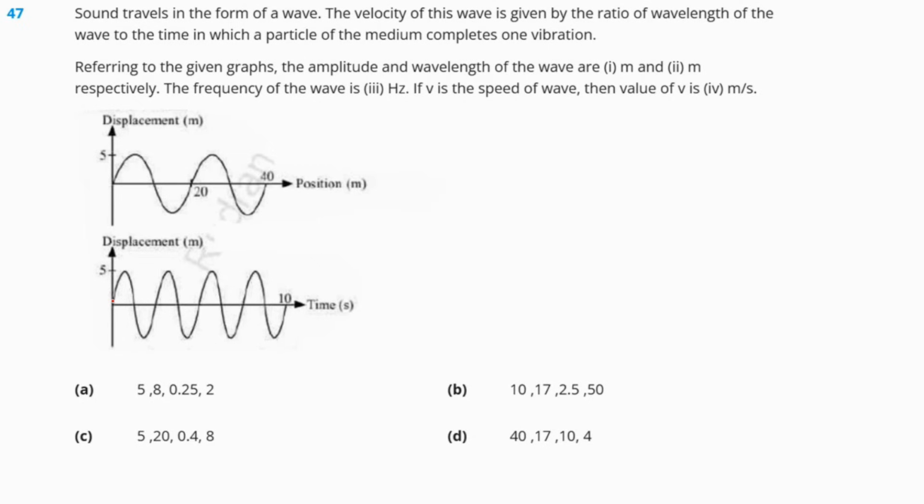The velocity of this wave is given by the ratio of wavelength of the wave to the time in which a particle of the medium completes one vibration. Referring to the graph, the amplitude and wavelength of the wave are, number 1 is m and number 2 is m respectively. Okay. Amplitude is 1 m and wavelength is 2 m. Frequency of the wave is 3 hertz. If v is the velocity of the wave, then find the value of v is 4 meter per second.